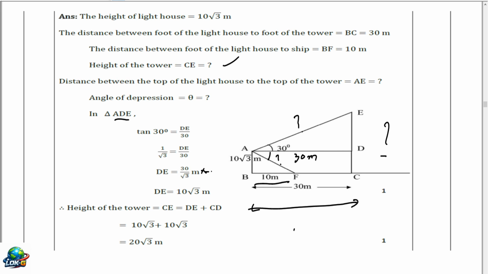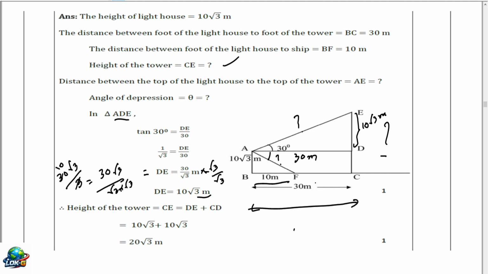Now, rationalize the denominator. What do you get here? Multiply and divide by root 3 and root 3. What do you get here? You will get 30 root 3, they have directly written it, divided by root 3 into root 3. What is root 3 into root 3? 30 root 3 upon root 3 into root 3, which is 3. 3 tens are 30. Therefore, the answer is 10 root 3 meter. You got DE as 10 root 3 meter.